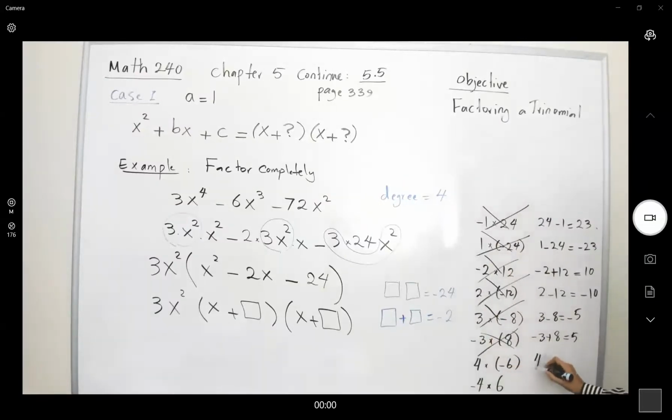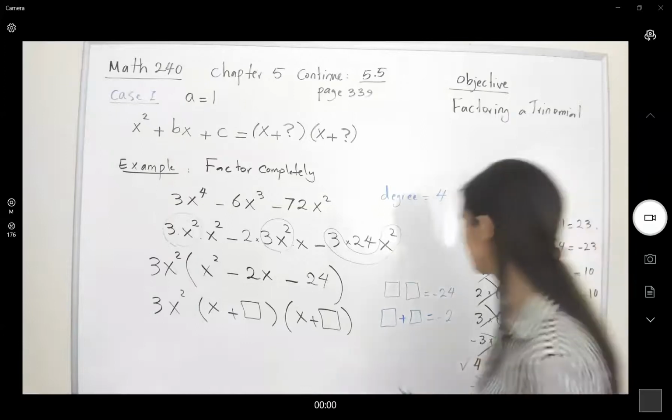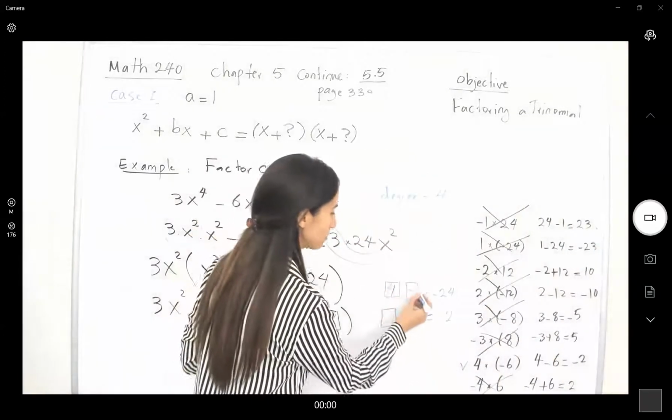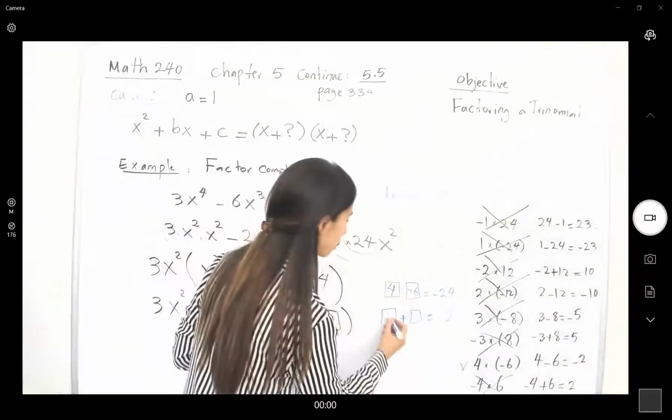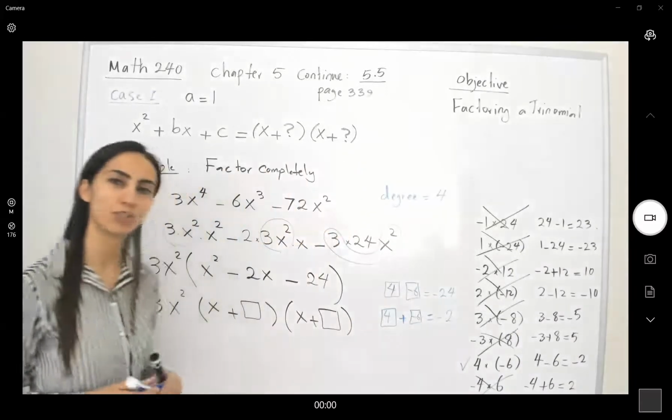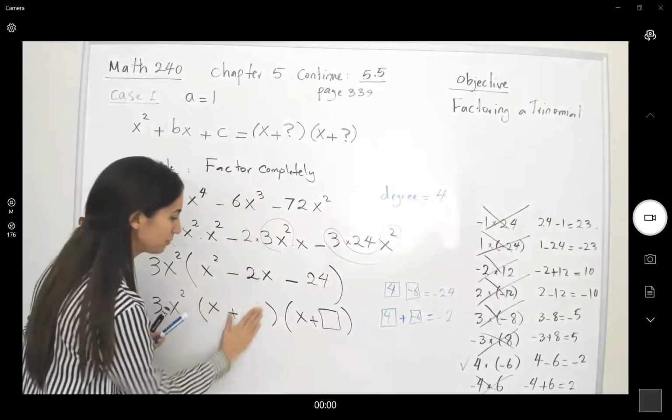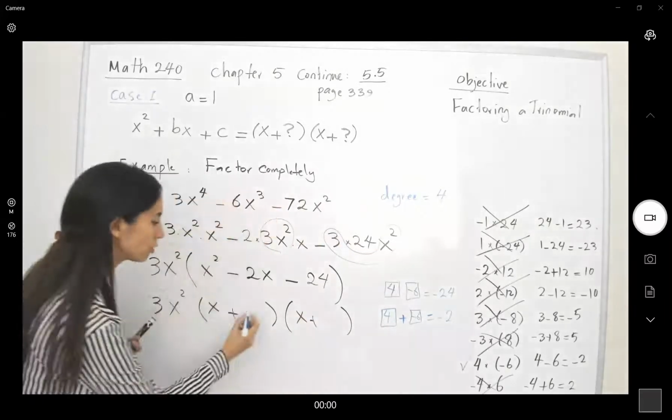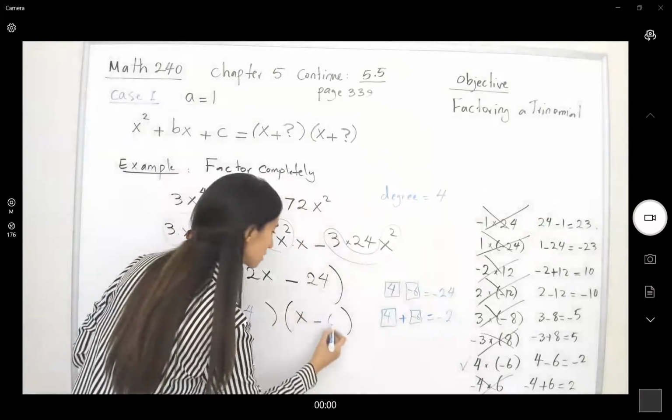Hey, 4 plus -6 is -2. So the answer is actually here. If you add -4 plus 6, you get 2. Again, this is not a good option because it gives me a positive sum. I'm looking for a negative number. So the best option is 4 and -6. 4 times -6 is -24. 4 plus -6 is -2. So the complete factorization gives me 3x squared times (x plus 4) times (x minus 6).